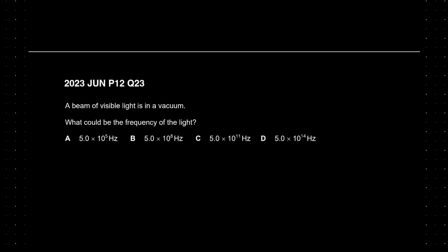Question 23, a beam of visible light is in a vacuum. What could be the frequency of the light? Again, in a question like this, you need the frequency. If you look at the options, all of these have these 5s with them, but the powers of 10 are different. You use v equals f lambda here, obviously, to figure out what the frequency is.